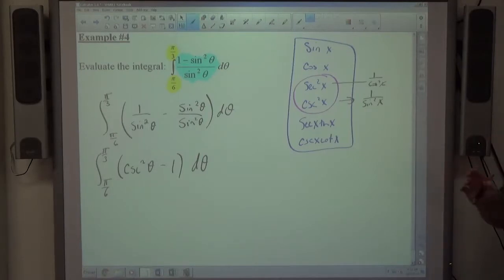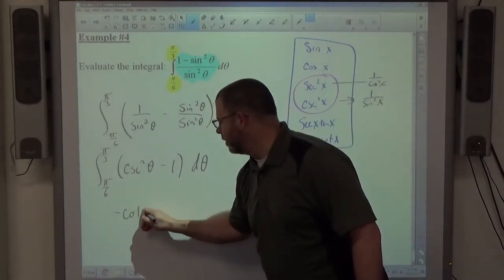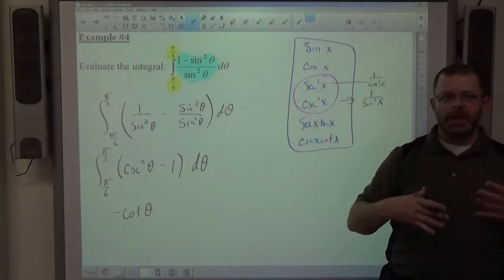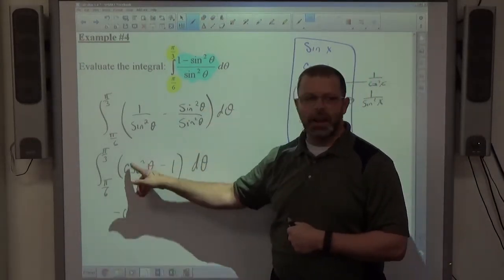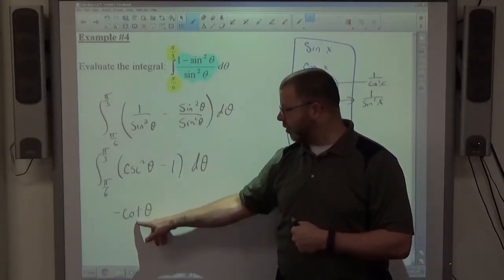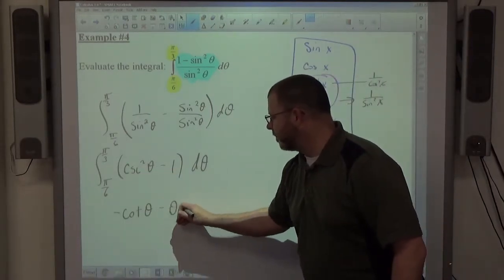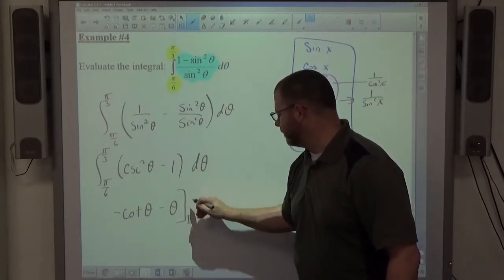So once they get to this point, the antiderivative of cosecant squared is negative cotangent. Remember that cotangent goes to negative cosecant squared, so anytime you're antidifferentiating any one of these 6 and you get a co-function answer, we change the sign. So cotangent and then make it negative because we change the sign. Minus theta, and we're going from pi over 6 to pi over 3.